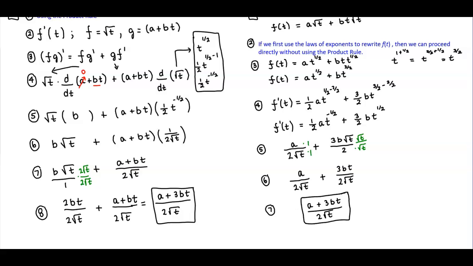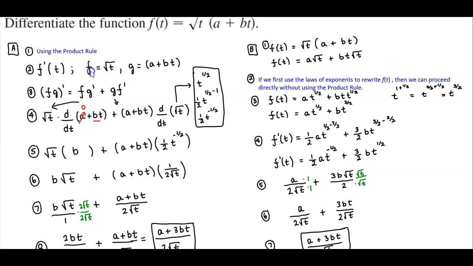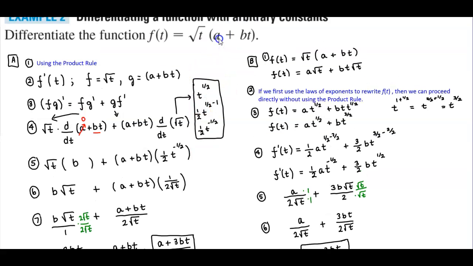So if you noticed here, in the second part, we didn't have to use the product rule. Sometimes it's a lot easier if you have these terms that you can just multiply. But sometimes you may have to use the product rule if you have one term and another term that contains a variable. In this case, the a was a constant, which allowed us to distribute both of those.